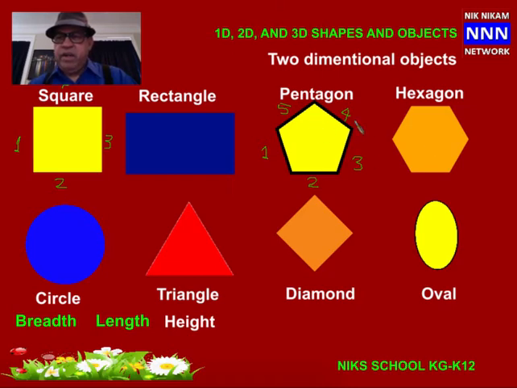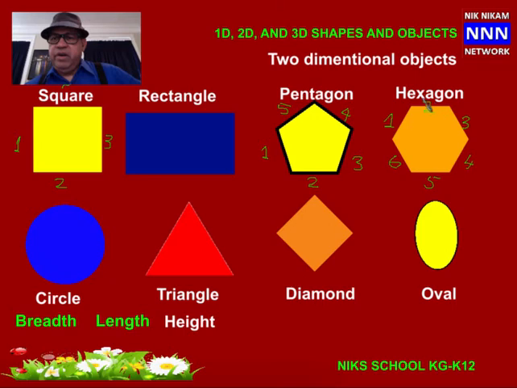Now let's look at here. Here we got 1, 2. Here we have, see, 1, 2, 3, 4, 5. Look at that. This one has 6 sides.